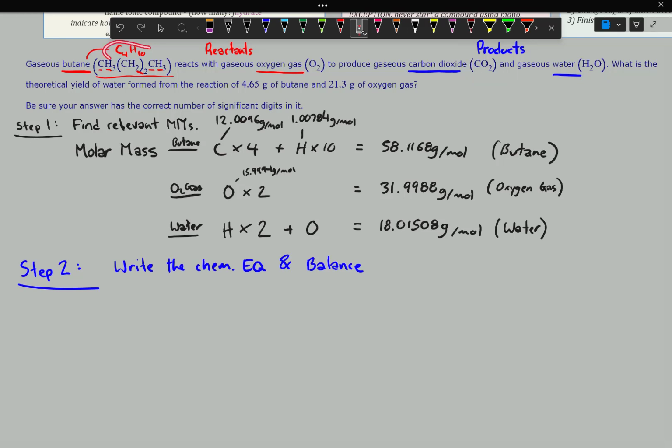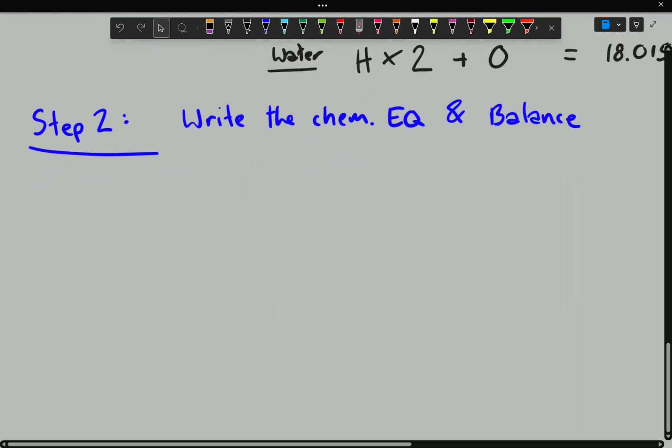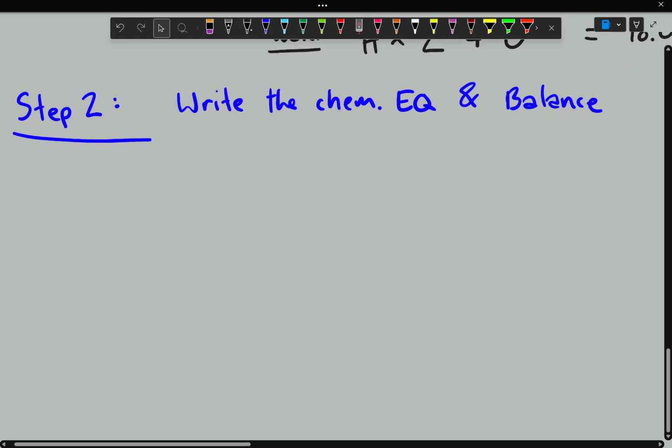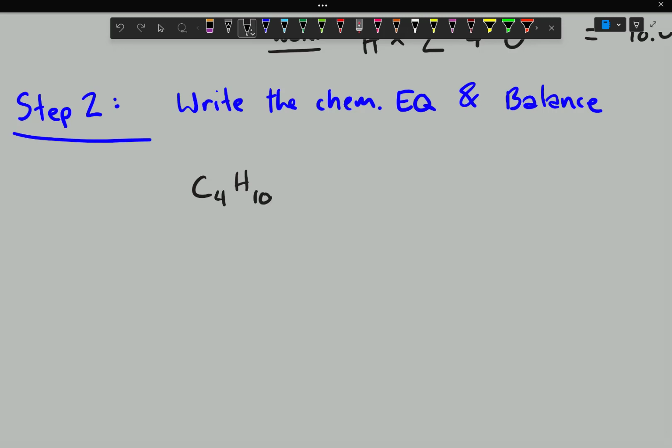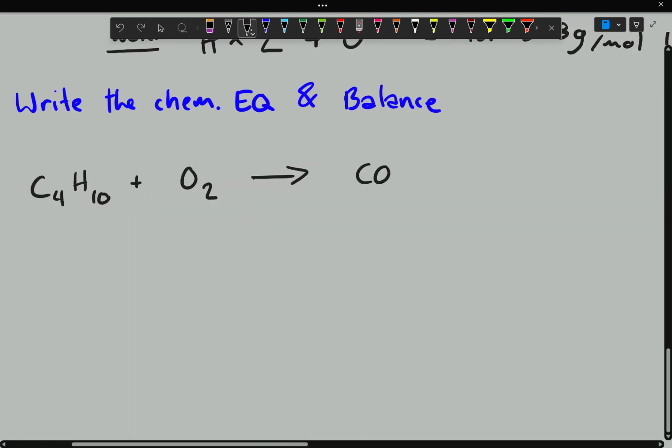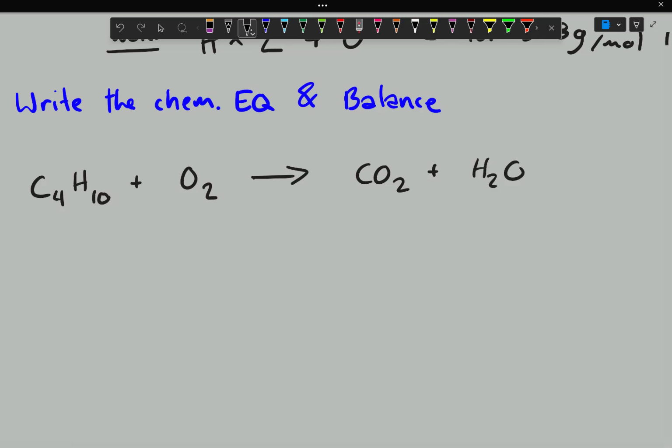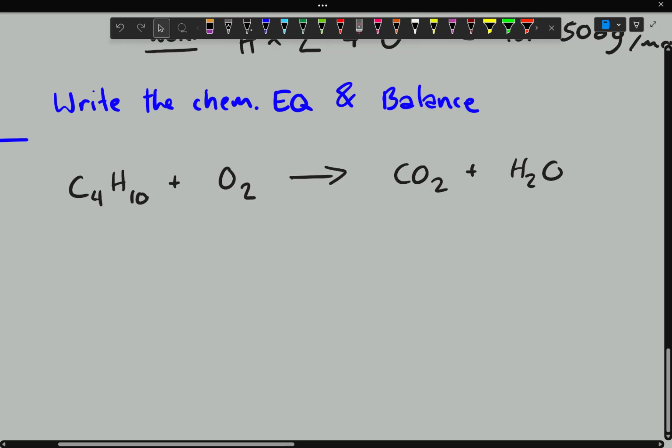So that's going to be C4H10 plus O2 reacts to form CO2 and H2O. So let's just write out that basic chemical formula. So that's C4H10 plus O2 reacts to form CO2 plus H2O.